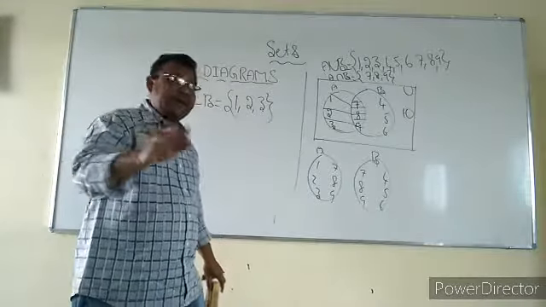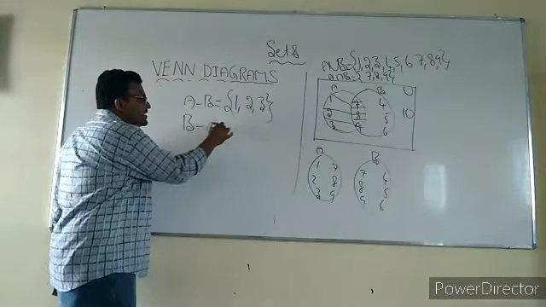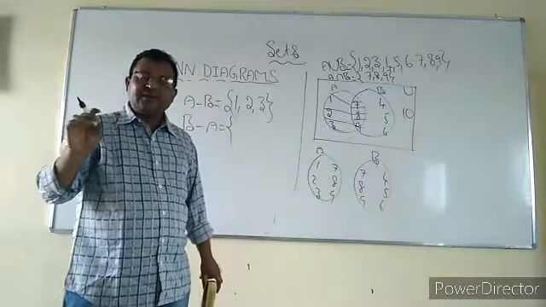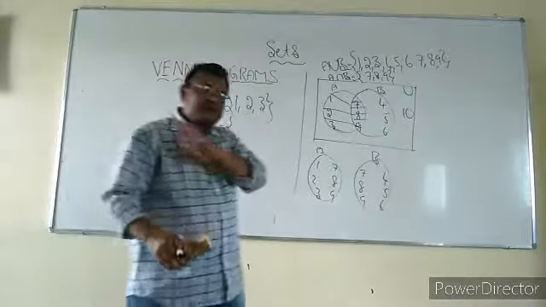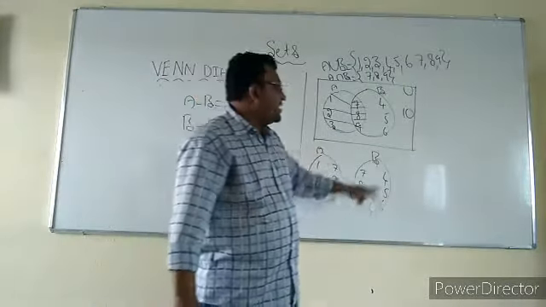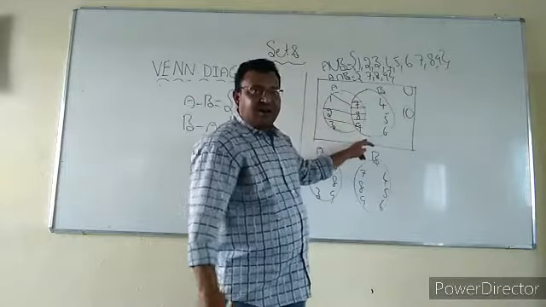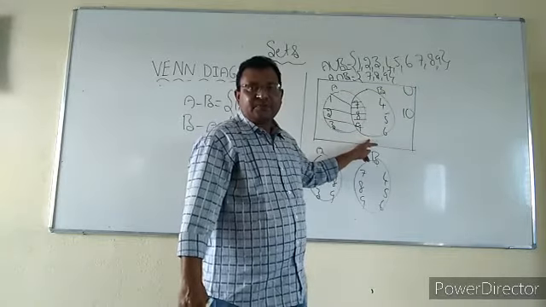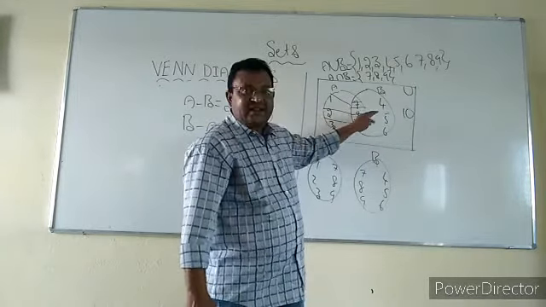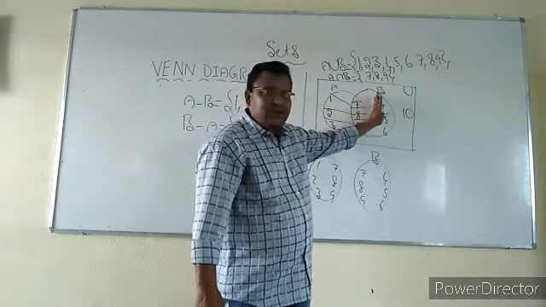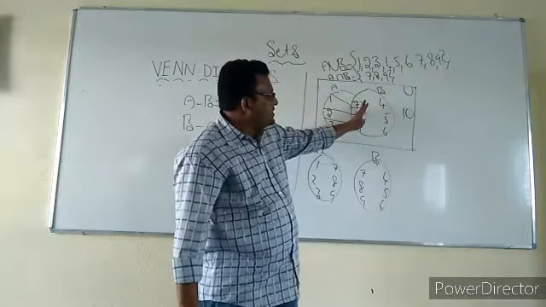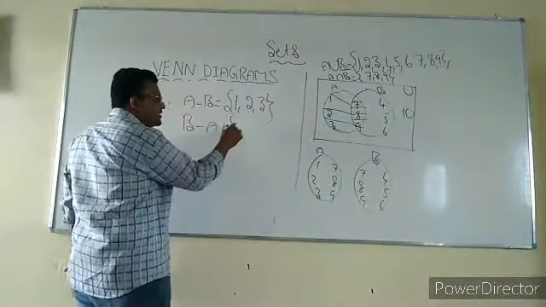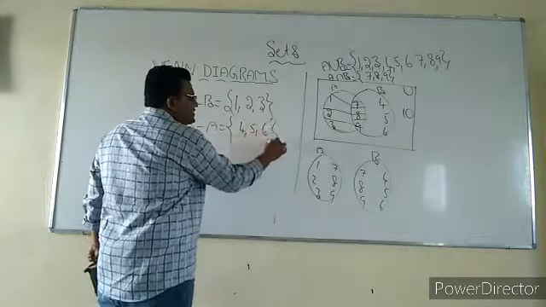And now coming to B minus A. B minus A means the elements which belong to only B, not to A. If any element in B belongs to A, we have to remove that one. Only B elements we have to write. Actually, 4, 5, 6, 7, 8, 9 all belong to B. Moreover, 1, 2, 3, 7, 8, 9 also belong to A. So commonly 7, 8, 9 is there. B minus A means only belongs to B, not to A. So these three belong to A also. So remove those three and the remaining elements belonging only to B are 4, 5, 6.